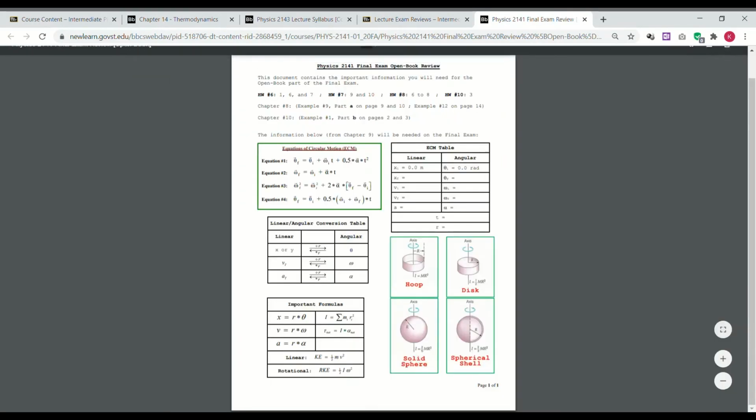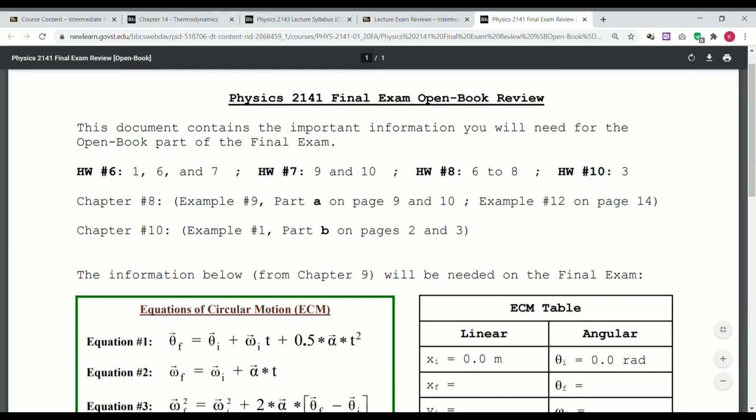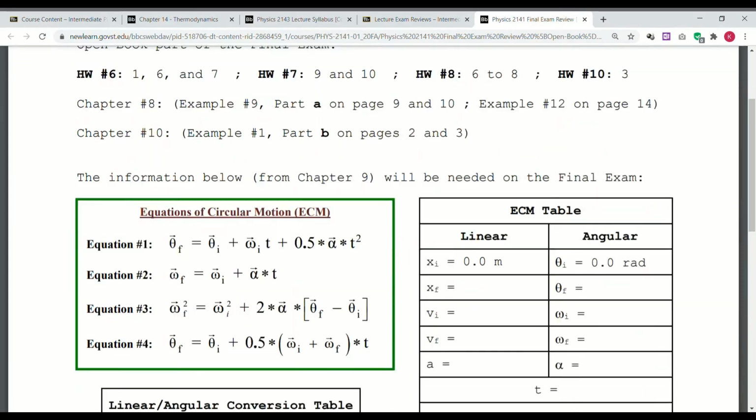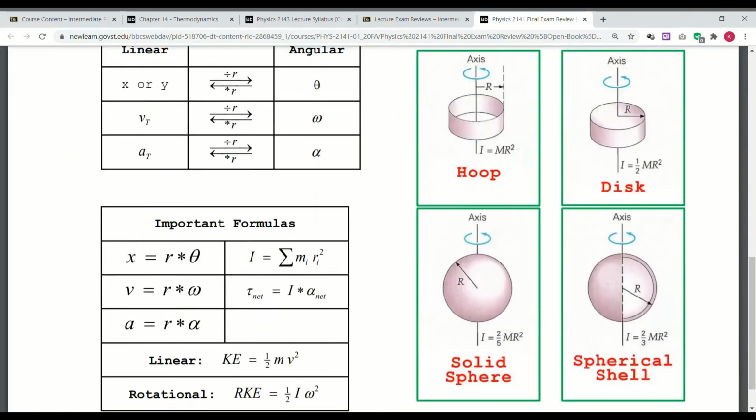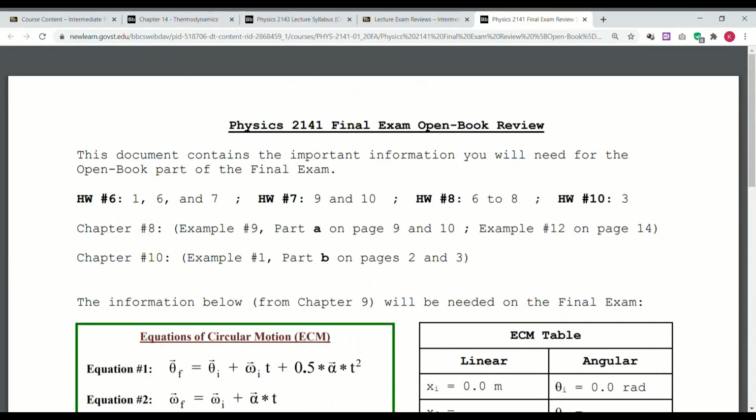In the open book portion, basically what I'm going to do is tell you which homework assignments you should be looking at, or what chapter problems and examples you should be looking at, and what formulas you might need to use. Because when you study for the open book portion of the exam, the problems you will have on the exams will be related to these types of questions.